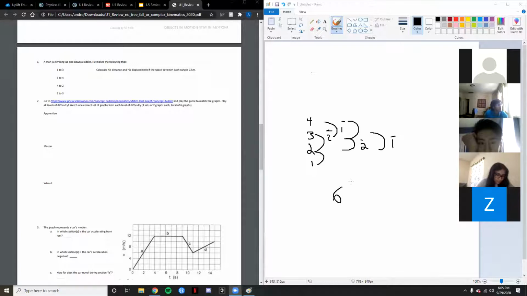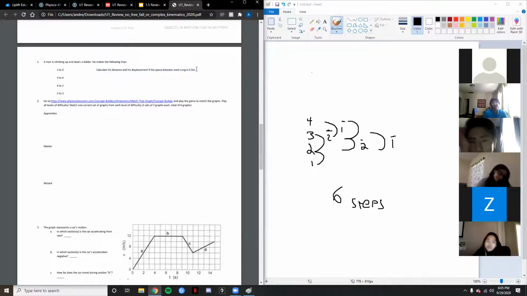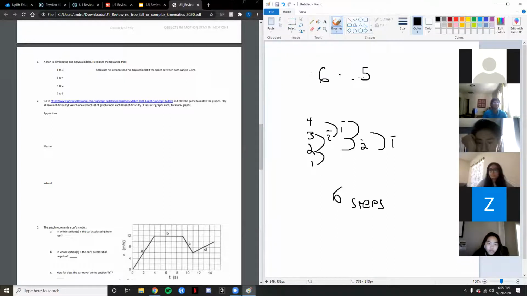I would get 6. That's how many steps he's taken. And then on the side it says calculate his distance and his displacement if the space between each rung is 0.5 meters. So we go 6 steps total. Then I'll multiply that by 0.5, and 6 times 0.5 should get 3. He travels a total of 3 meters. All right, so that's his distance. His total distance is 3 meters.